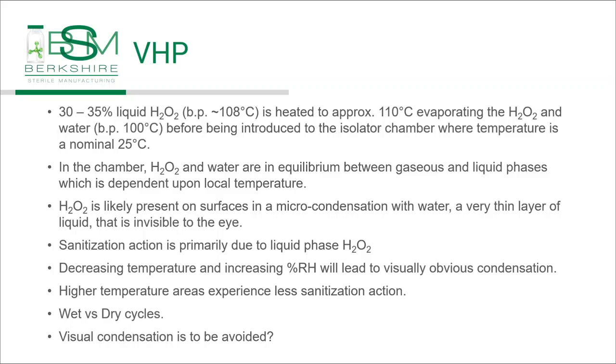Typically in dry cycles, you do want to avoid visual condensation because you start to lose control of your VHP process. But you can design cycles which are specifically designed to be wet, where you'll see visible hydrogen peroxide, visible condensation inside your isolator.